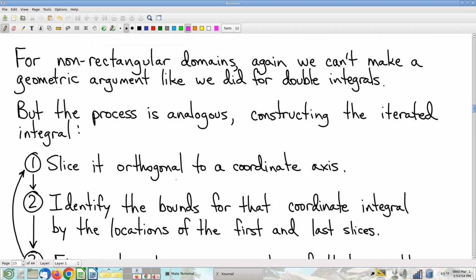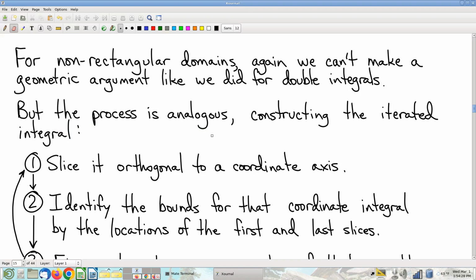Okay, so next, a sort of analogous extension. What if we have non-rectangular domains? How does this change things? Well, you may recall, with double integrals, I made a geometric argument. It involves the use of the graph. It remains that for triple integrals, I've got too many variables, I can't draw the graph, so I can't show you that argument. I'm again going to just assert that the process is totally analogous.